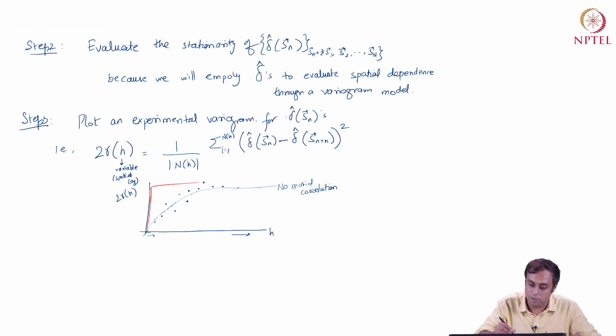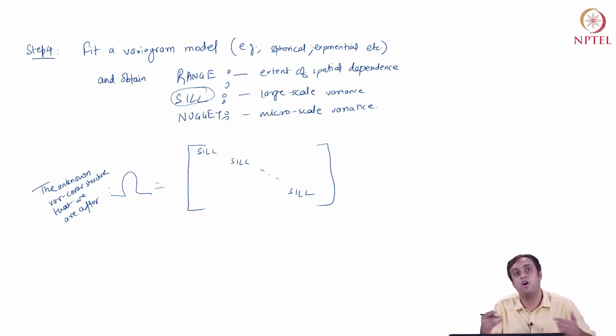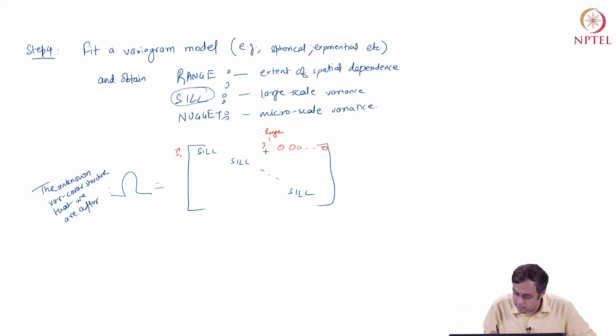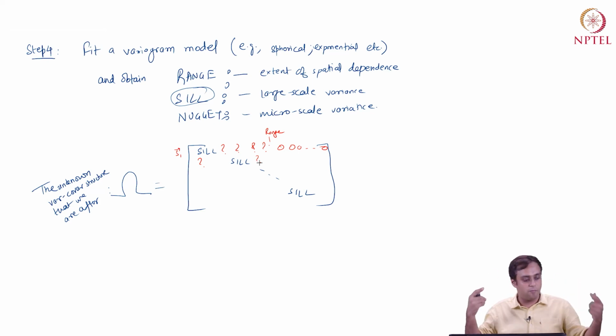In such a scenario, you will have a case where off-diagonal elements will be 0, because that's what spatial dependence is telling us. If we know that after a certain point, starting from S1, after the range, there is no spatial dependence, so all the covariance factors will be 0. The ones that are non-zero can also be backed out from the variogram model. Okay. So we are now starting to fill in this omega from what we have learned here in step 4.